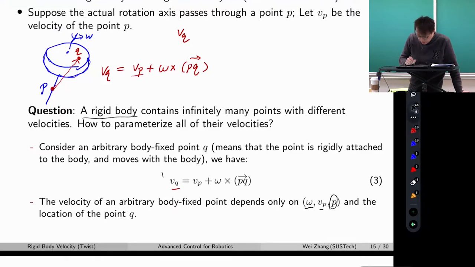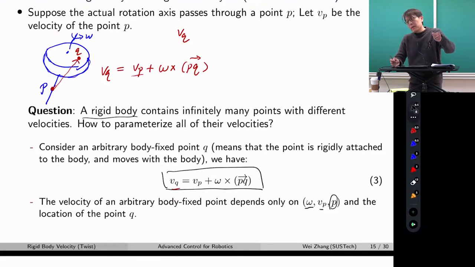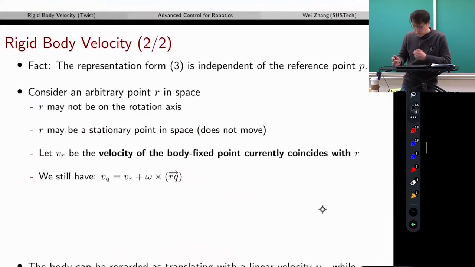Are you with me? So this equation is fine. It's like choosing a coordinate frame: I choose a point and I know the velocity of that point. Then I know the angular velocity omega, and then I know every single point's linear velocity through this formula. So if I ask you, what's the rigid body velocity? You may be confused: there are so many points, which point do you mean? But if you want to represent the whole velocity, it's just the angular velocity plus the linear velocity at a certain reference point. Here it seems simple to us because we chose the reference point on the rotation axis, but we don't have to do it this way.